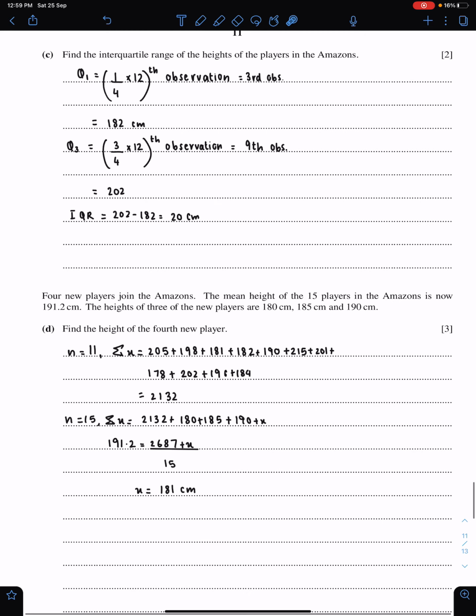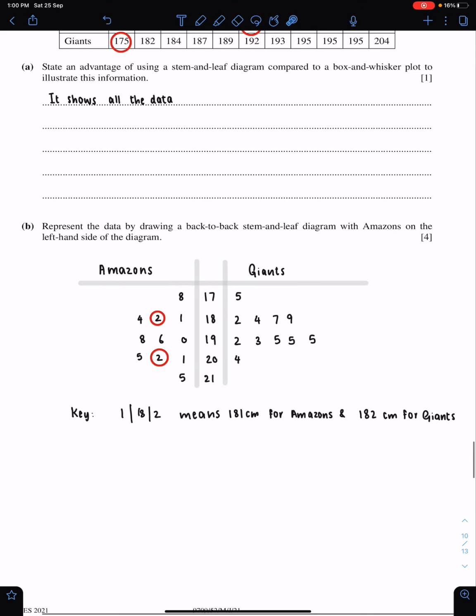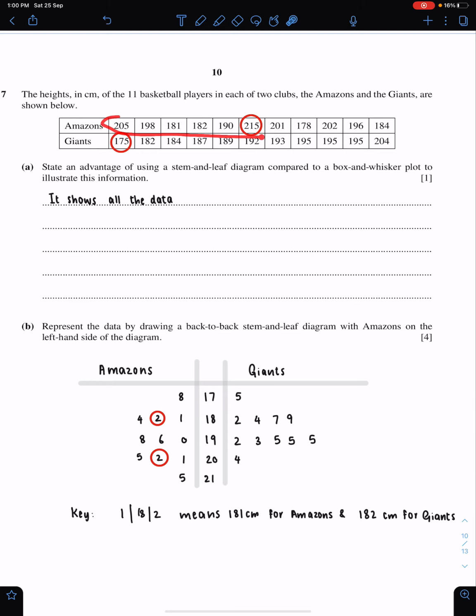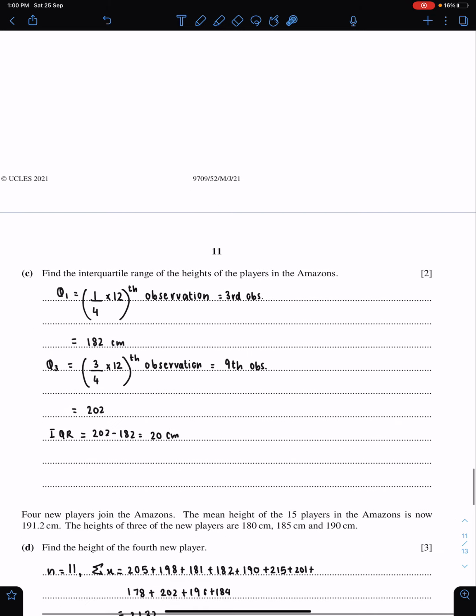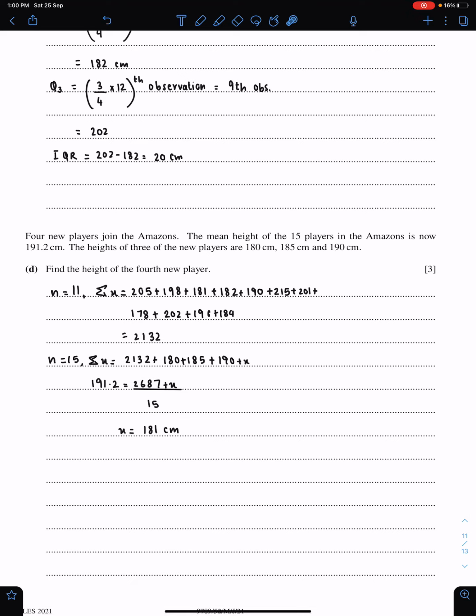Next part of this question. 4 new players join the Amazons. The mean height of the 15 players in the Amazons is now 191.2 centimeters. So this is the mean of 15 players. The heights of 3 of the new players are this, and this. Find the height of the 4th new player. This is so simple. First, we need to find the sum of these 11 numbers, which is 2132.